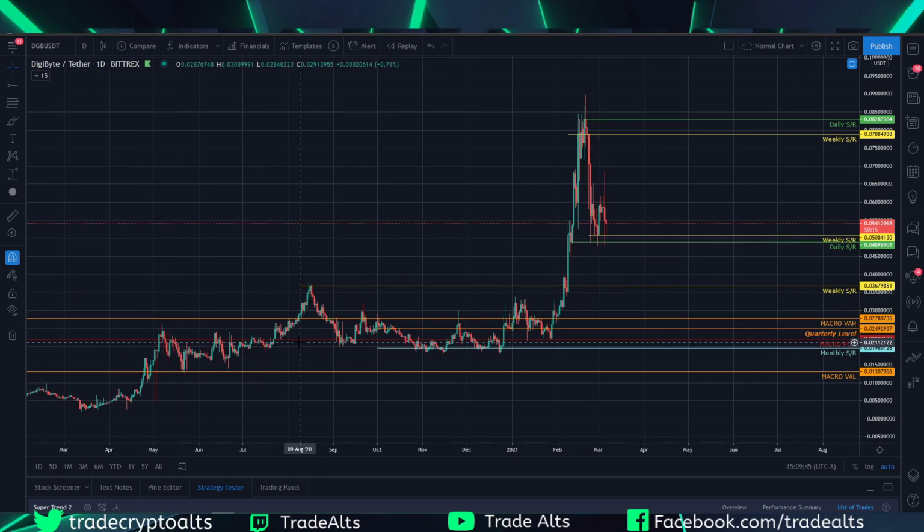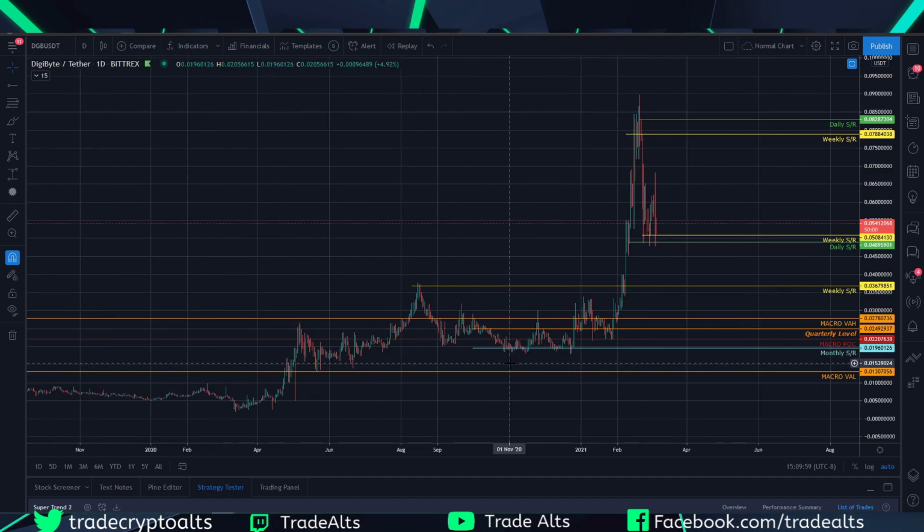You see, we really came out of this long consolidation here. I mean, this was since May of 2020. A lot of sideways movement all the way up until January, end of January here, before you got this really nice impulsive move up. So not too bad.